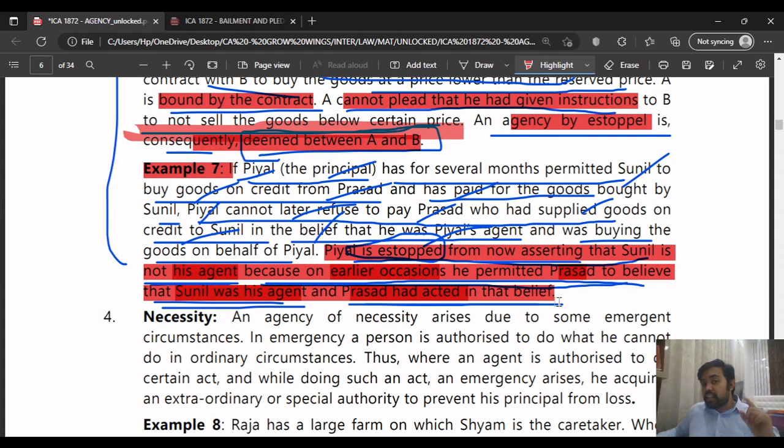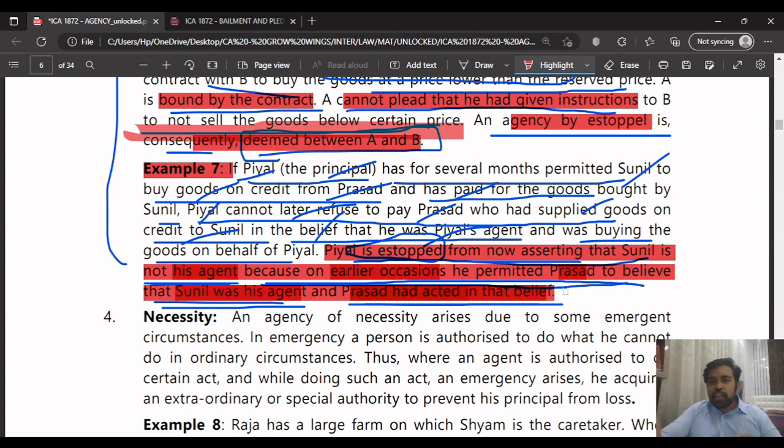An additional point you can add in this case is that there was a constructive obligation. Those of you who remember the Indian Contract Act foundation, there was a concept called constructive obligation in the types of contract. That also you can add here as per the Indian Contract Act. There is a constructive obligation on the principal, because Prasad had acted in that belief and had given goods to the agent Sunil on the belief that the principal is the one who is buying the goods. So now the principal has a constructive duty to pay Prasad. You can add those two lines: there is a constructive obligation on the principal to pay the money to Prasad.